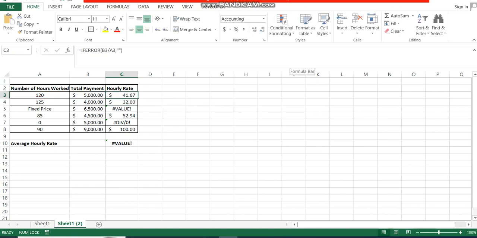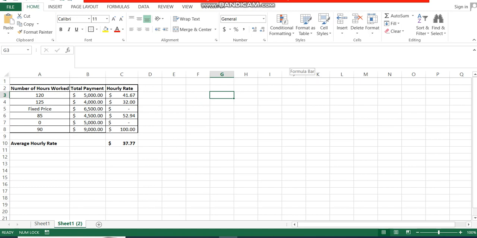You can see now you can drag and drop the formula. Now you can see instead of all the errors, there are blanks and no errors. For instance, if instead of blank you would like to put 0, what you will do is IFERROR B3 divided by A3, now put 0, drag and drop.